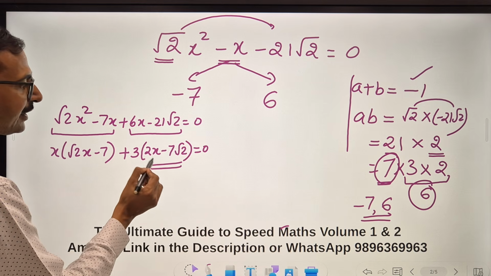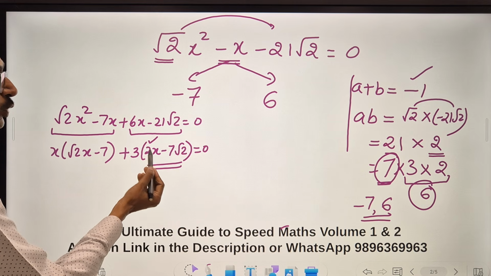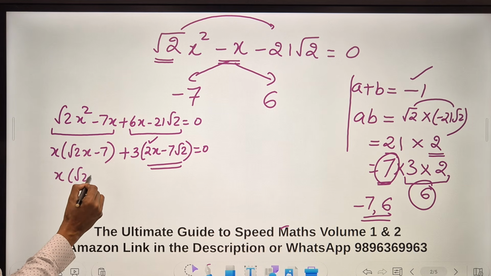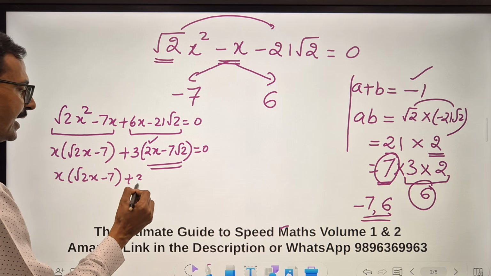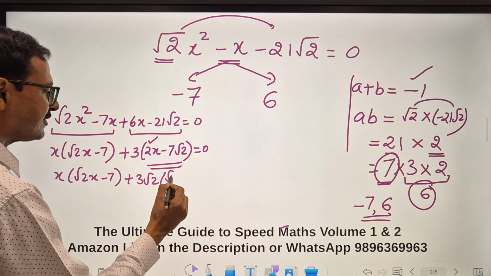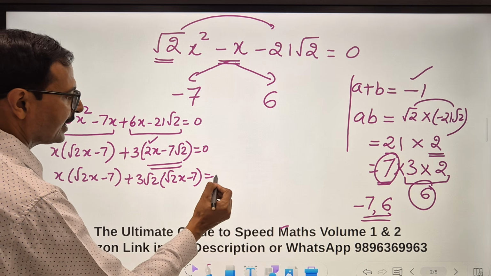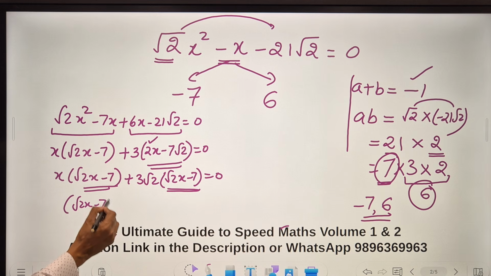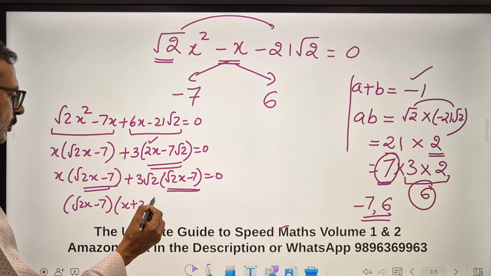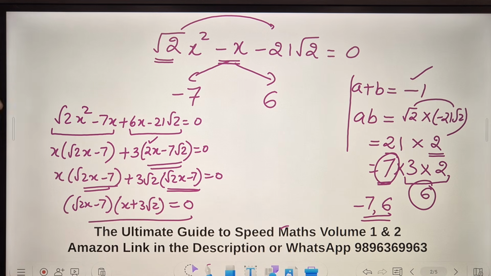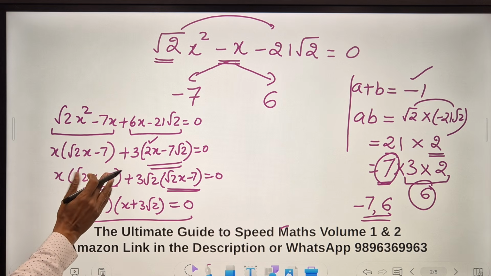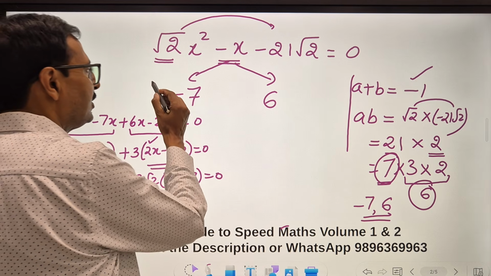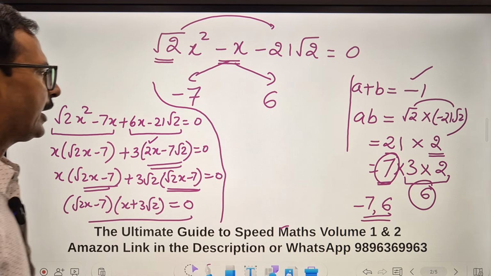Then you have a hidden factor because 2 is root 2 into root 2. So root 2 can be taken out. So you can write the first part as it is and then take out the root 2 also, which gives you a root 2x minus 7 in the bracket. And see, we have the same bracket, and so root 2x minus 7 becomes the first factor and x plus 3 root 2 becomes the second factor. And after that, getting the roots is very easy because you just have to put them separately equal to 0 and get the answer. But let's make use of the short trick.